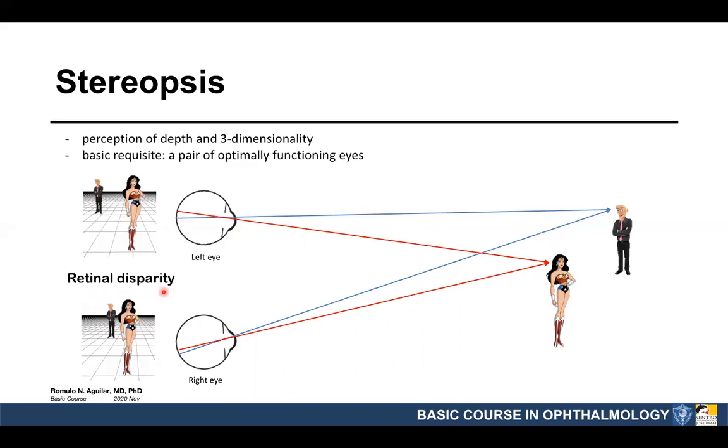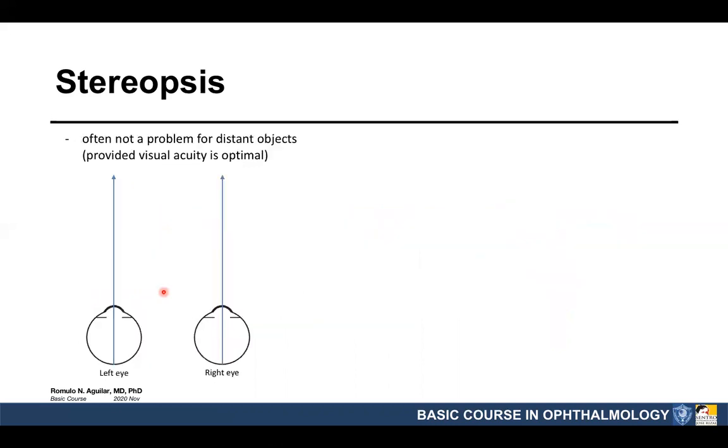Now, these disparate images are interpreted by the visual cortex. And from there, you perceive depth and three-dimensionality. And that is, putting it in a very simple way, the basis for stereopsis. Now, there is not much problem when looking at far distances because the eye is relaxed, there is not much movement, provided, of course, that visual acuity is optimal.